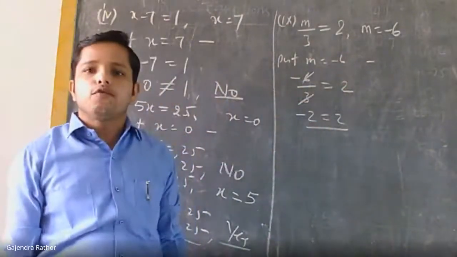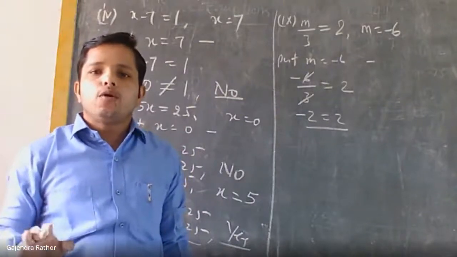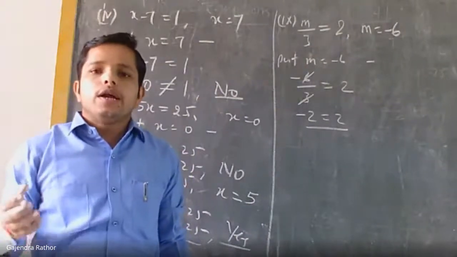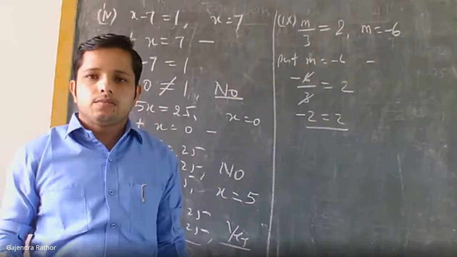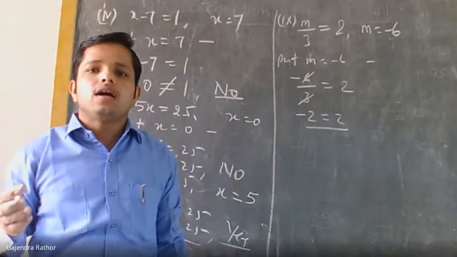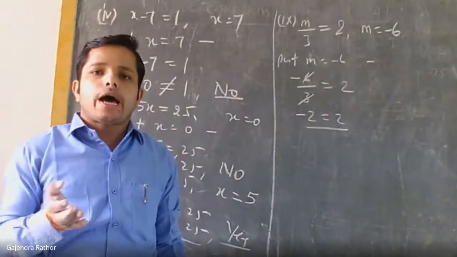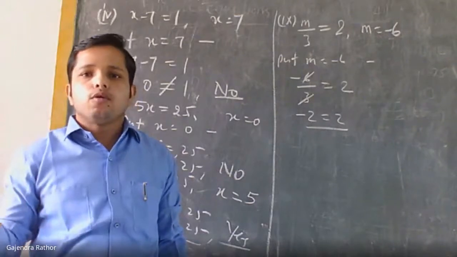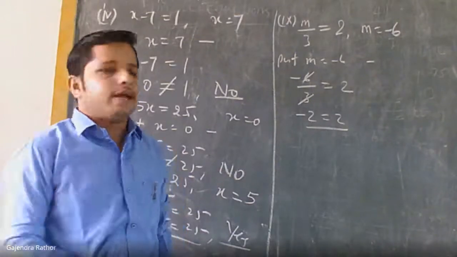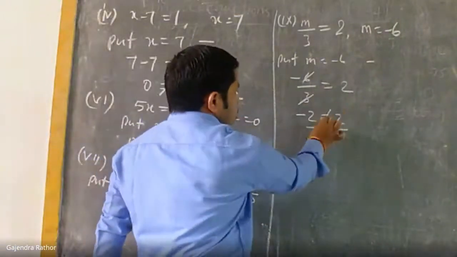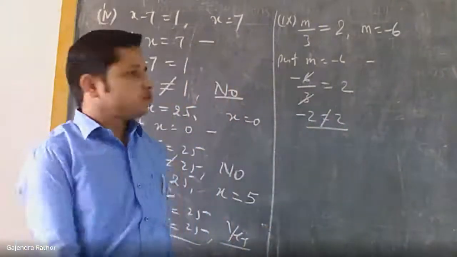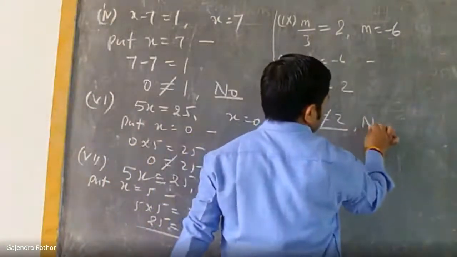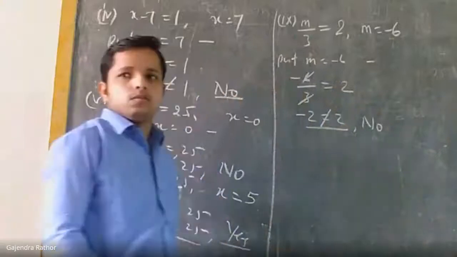So this is the confusion. हमें यहाँ confuse नहीं होना है because we already know about the integers. Minus 2 and plus 2 both are different. Minus 2 lies on the left side, while 2 lies on the right side of the number line. So they are not equal. So the answer is no.